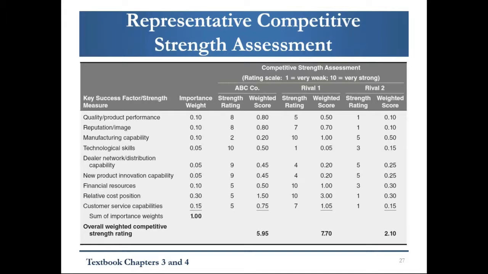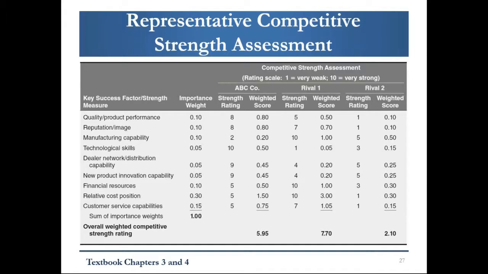And then a company will look at its strength on a scale of 1 to 10 relative to a couple of rivals. So here, the company that's doing the analysis is ABC Co. And once again, the biggest determinant of success in this business is relative cost position. They gave that a weight of 30%, and on that scale they say they are a 5. Their rival number 1 is a 10, and rival number 2 is a 1.